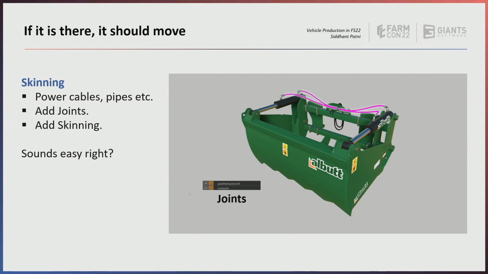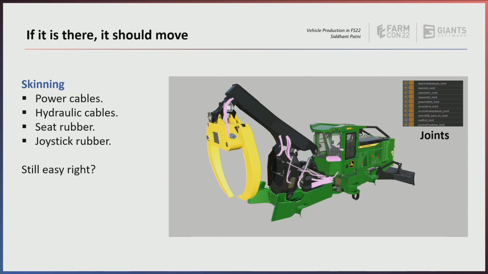Most machines have hoses that connect to the hydraulics, to the lights, and even to the tractors. These hoses require a special process called skinning to make them move with the particular elements. We add joints and skin to make them move. Yes, joints and skin, like us humans. It might look easy, but it's a very complicated process and a nightmare for every artist.